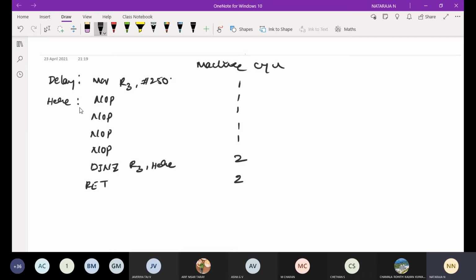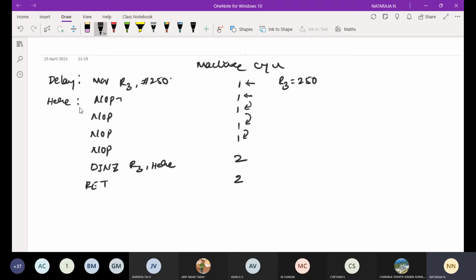Okay, now I will explain the program. MOV R3, 250: R3 is equal to 250. Next will be no operation. Initially the start pointer will be here, and it will execute your first instruction. I am going to load 250 to register R3. Next operation will be no operation. It will not operate anything. Again, it will come to the next line, and the next line, and the next line.